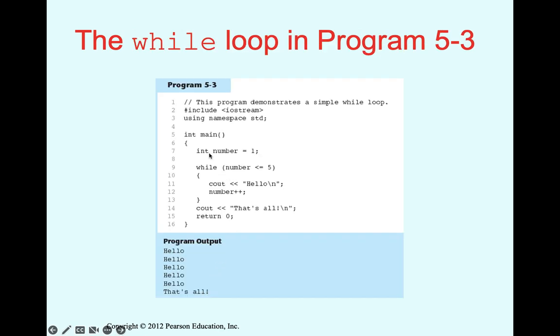So here is an example of the while loop. We initialize the number to 1. While number is less than or equal to 5, we do some statements. We print hello and then we increment the number. So this will print hello 5 times, because the last time number will be 6 and this condition will be false, so we will skip the while and print that's all.